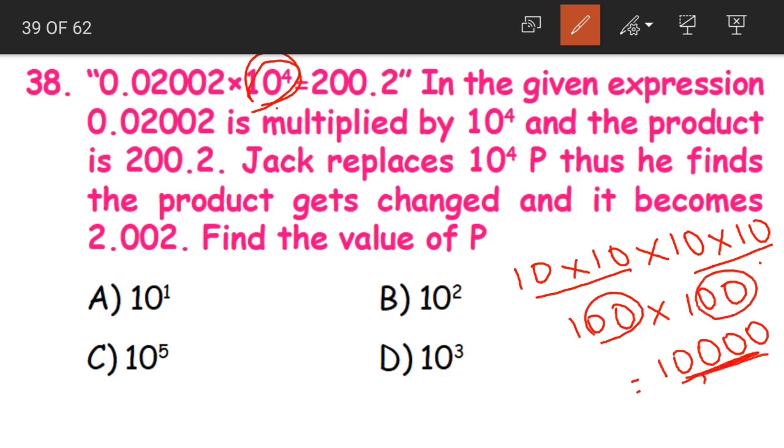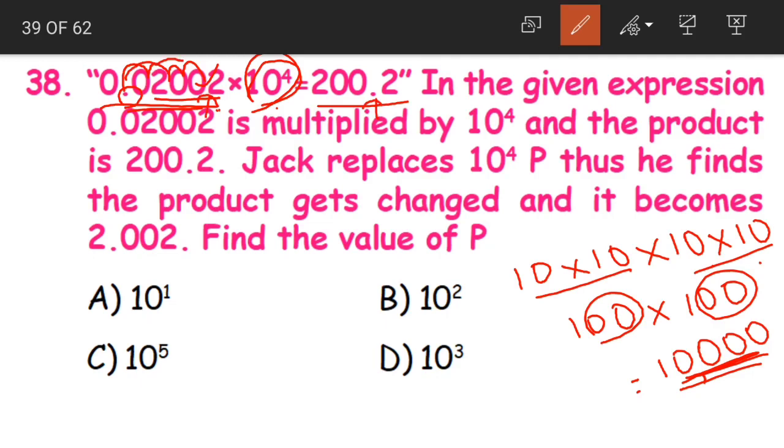So 10,000. Now when we have multiplied the given decimal by 10,000, what happened here? See, the numbers are same, 2002, but the decimal point has changed. The place of the decimal point has changed. It has moved 4 digits to the right. Yes or no? It has come here. Yes, it has moved 4 digits to the right, children.